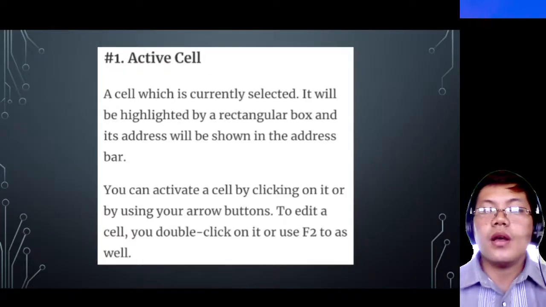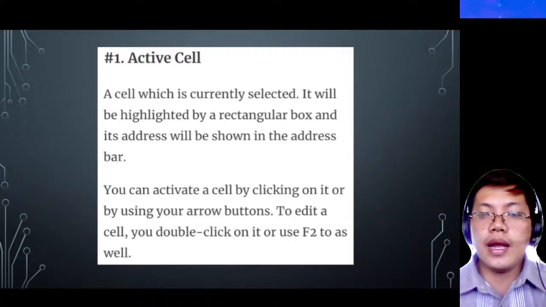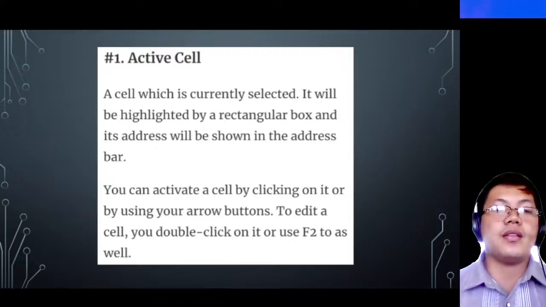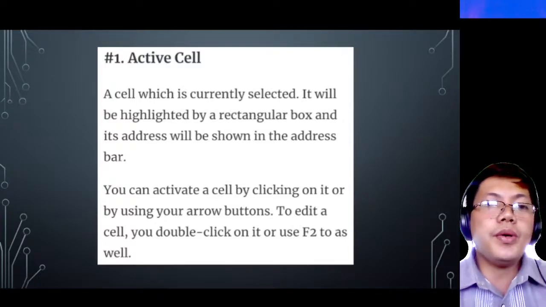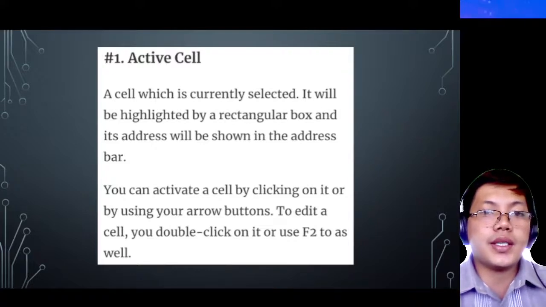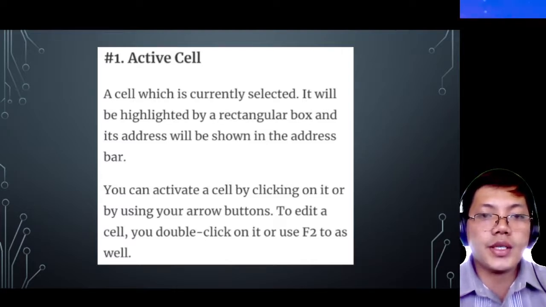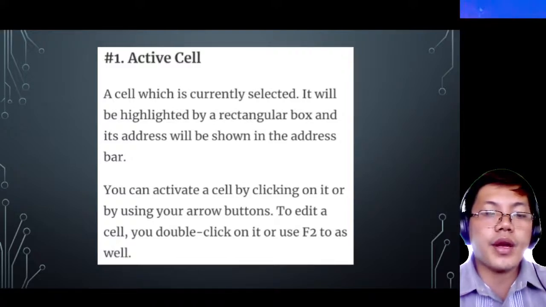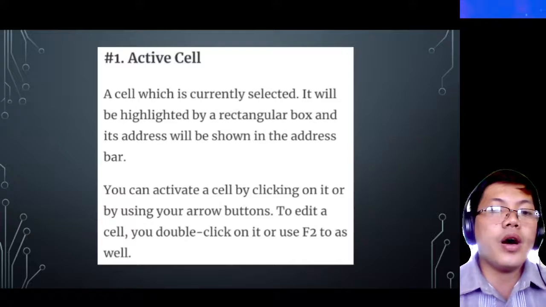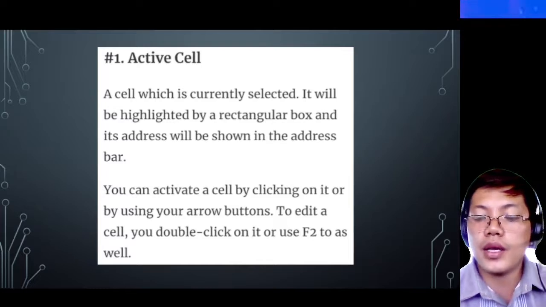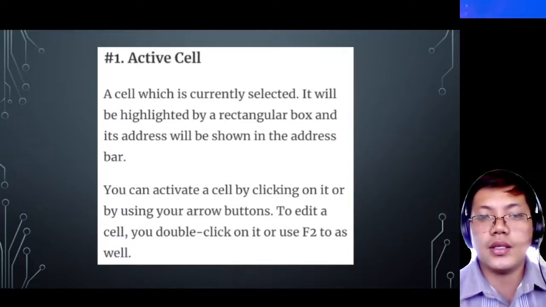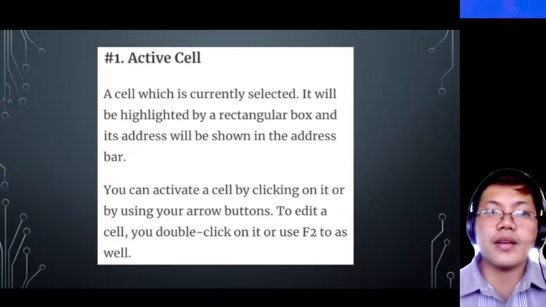All right, for the sake of this discussion, let's go ahead and define the key terms that you really have to understand before moving on to the demonstration. Number 1 is active cell. It's a cell which is currently selected. It will be highlighted by a green colored rectangular box, and its address will be shown in the address bar. As I was saying earlier, you can activate a cell by clicking on it or by using your arrow buttons. To edit a cell, you double click on it or use F2 as well.